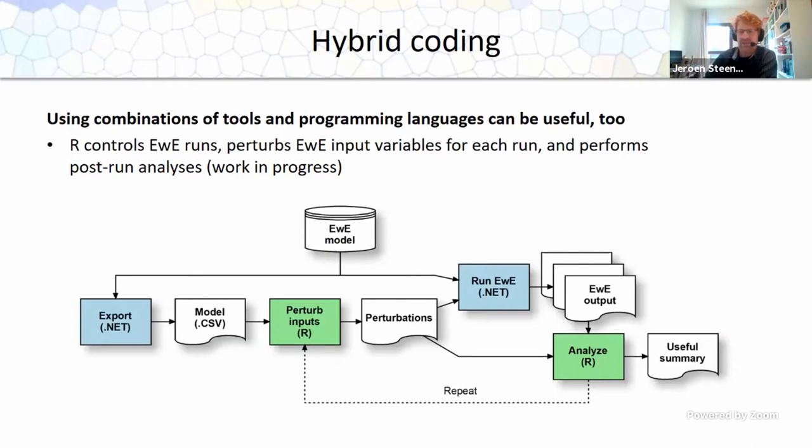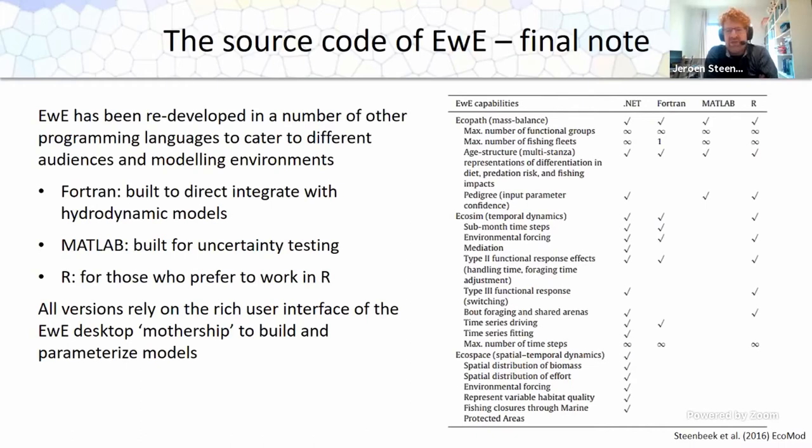One final note, I think I should mention this: that 2016 paper, what was very cool about it, I was able to get the authors, the builders of other Ecopath models in different languages, on board as well. To date, there's the .NET version, the one that we're writing, but also a Fortran version, a MATLAB version, and an R version of Ecopath. If .NET is so versatile, why are there other languages? Why did they build them in other languages? Well, that's basically for other applications.